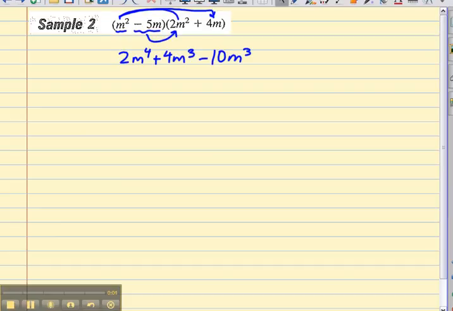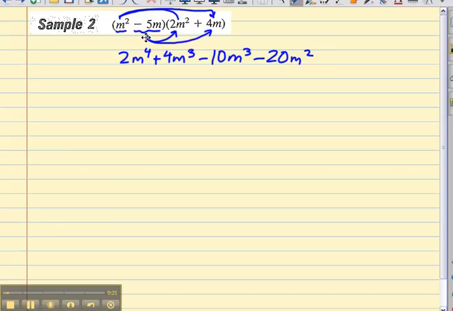Now, Libby, we left off and you had just multiplied negative 5m by 2m squared. You got negative 10m cubed. What do I do next? Negative 5m by 4m, which gives you negative 20m squared.